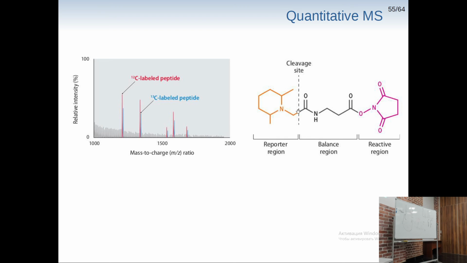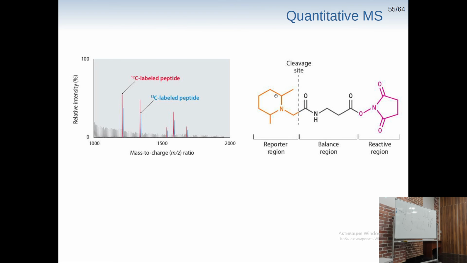So before ionization, those peptides will have the same mass, right? Because this label, although it's a little bit different, has the same elemental composition. But after ionization and fragmentation, this label will cleave at this region and give two different masses, because this part of the important region will cleave off with a different mass. Is that clear?